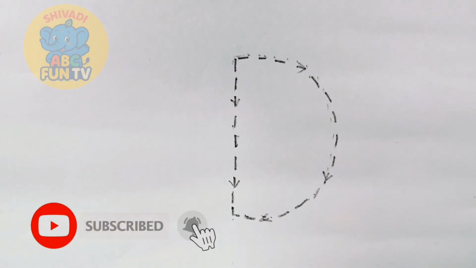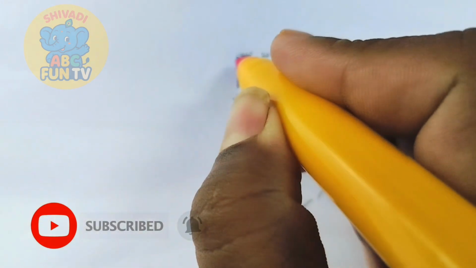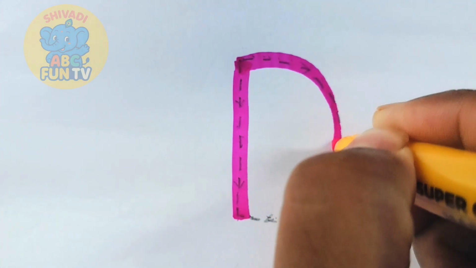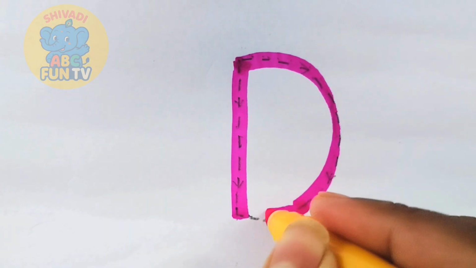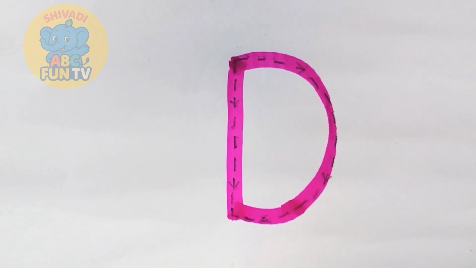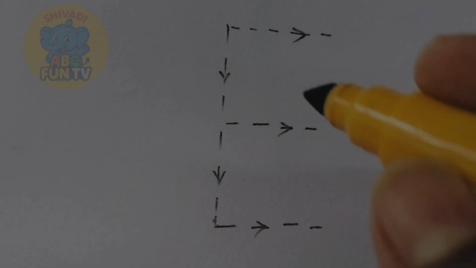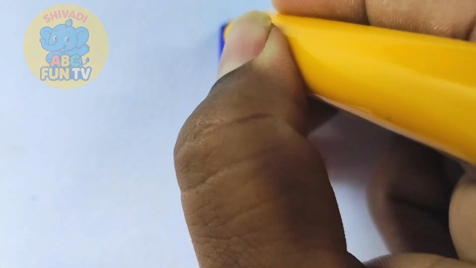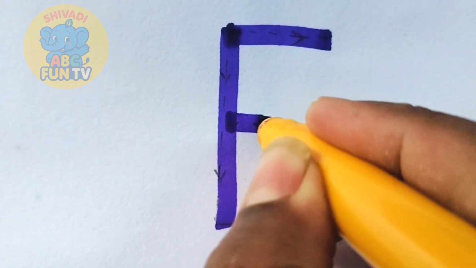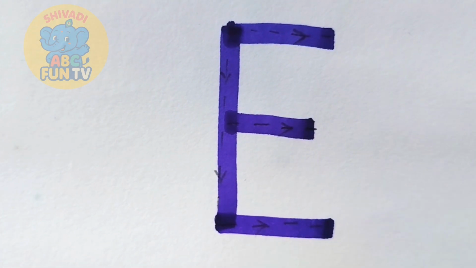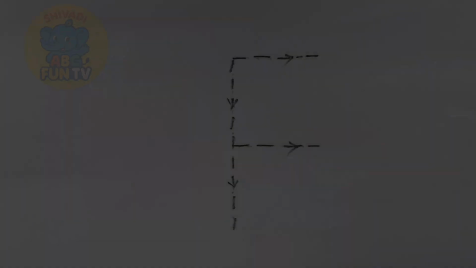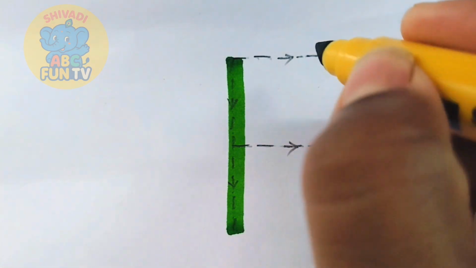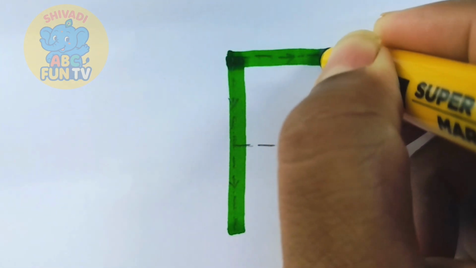Now D. Pull down, then top to bottom, take around. Now the letter E. Pull down, across at the top, across middle, across at the bottom. Letter F. Pull down, across at the top, then middle.